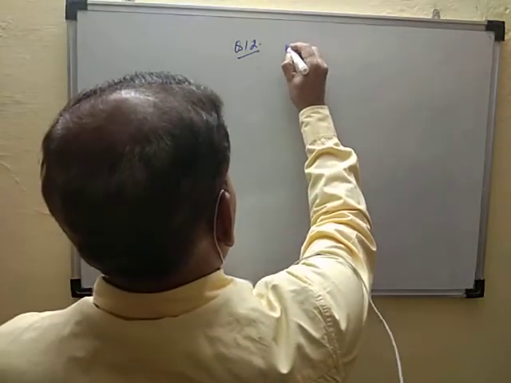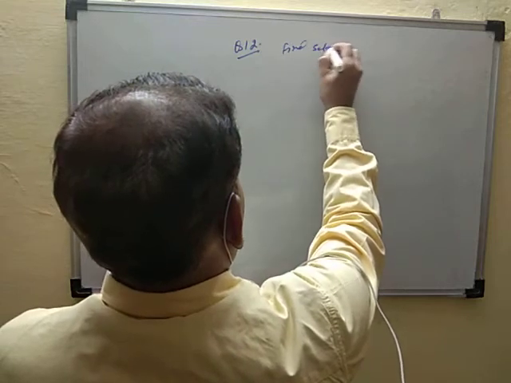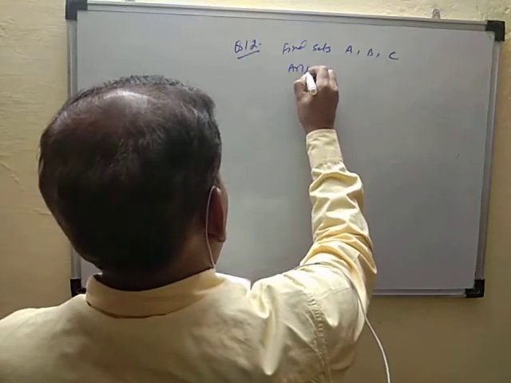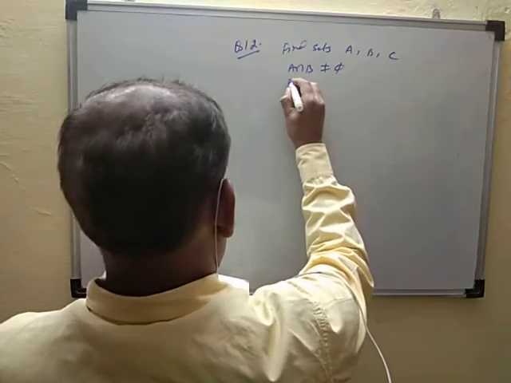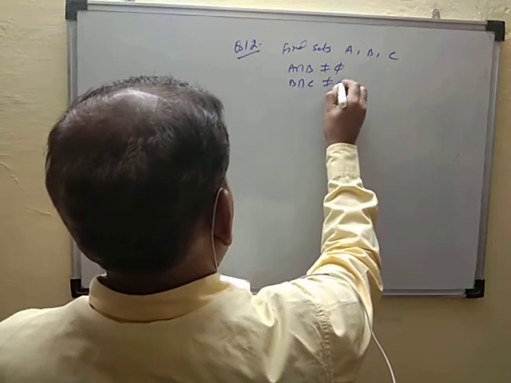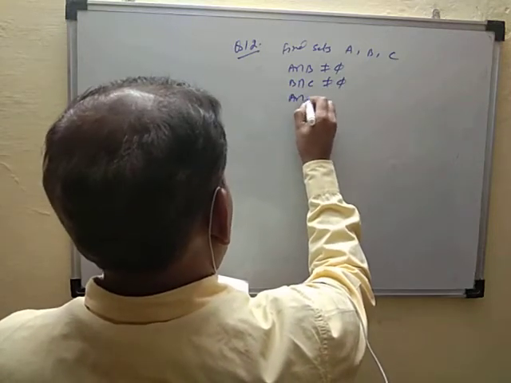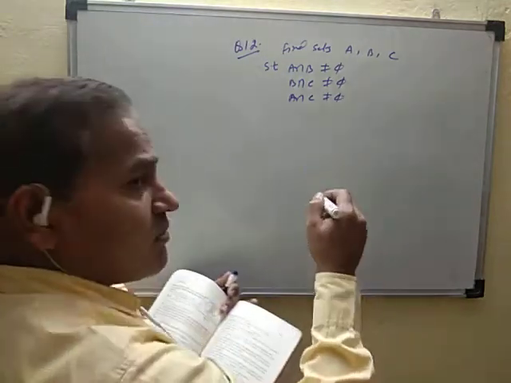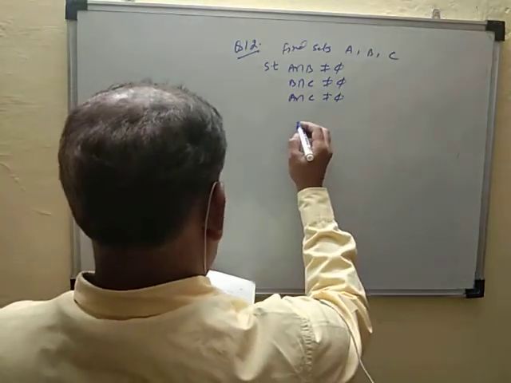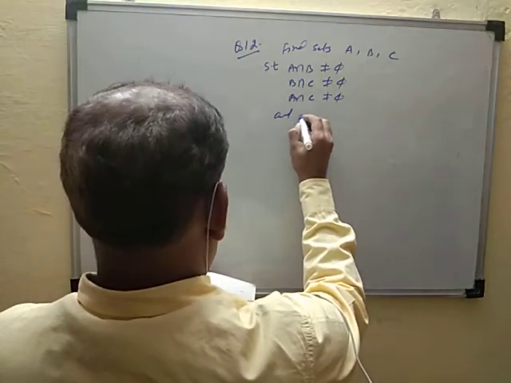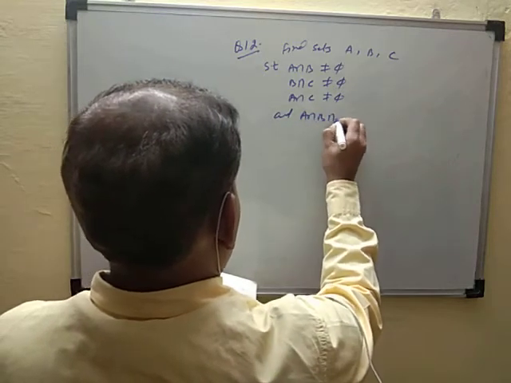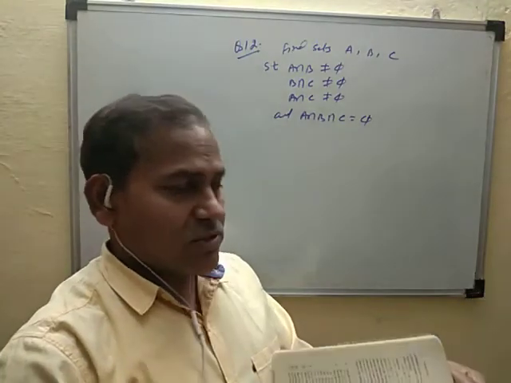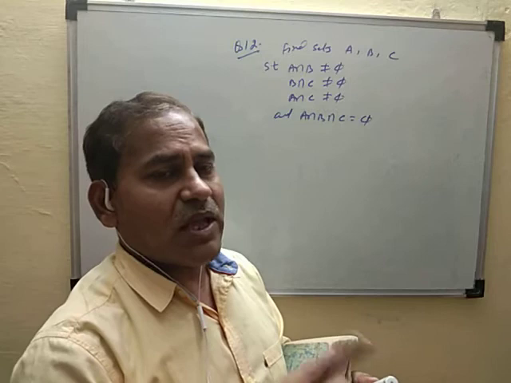What do we have to find? Find sets A, B and C such that A intersection B is not equal to phi, B intersection C is not equal to phi, and A intersection C is not equal to phi. Not equal to phi means non-empty. And A intersection B intersection C is equal to phi. That is, there is no common element between A, B and C.